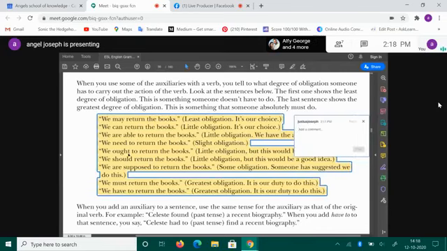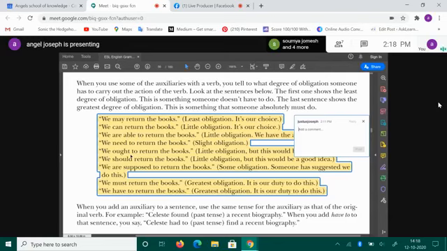We ought to return the books. Next one. When you say we ought to, there is no rule that says you're supposed to. There is nothing like that, but it would be something good.